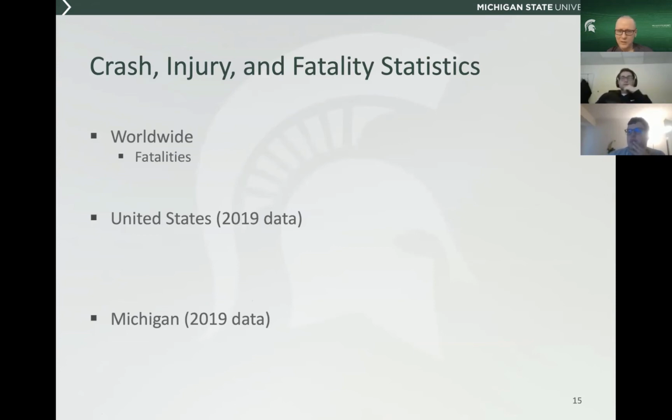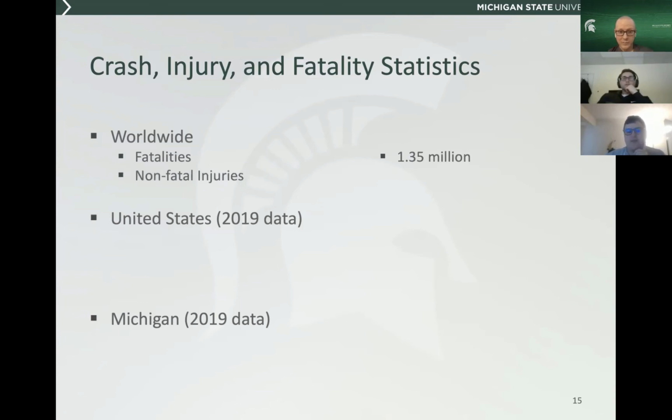So if we look globally, Travis, any idea how many people are killed in traffic crashes each year around the world? Probably a few million, would be my guess. Yeah, so 1.35 million is the global number, which is a staggering number.